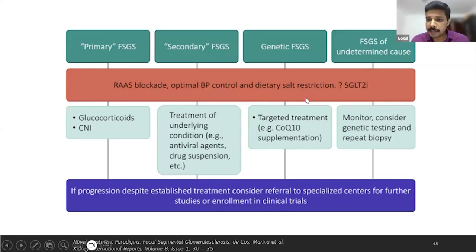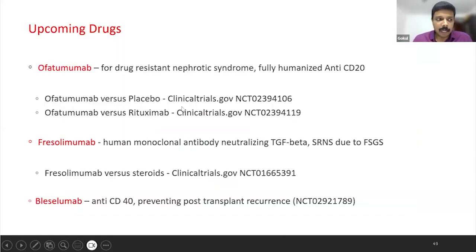So next is FSGS of undetermined cause. In that case, consider genetic testing, and a rebiopsy may be tried. If progression happens despite all these, we can consider referral to a specialized center, or they can be enrolled in a clinical trial.